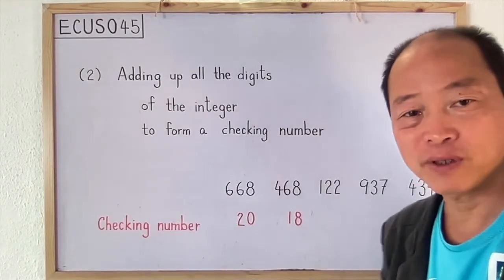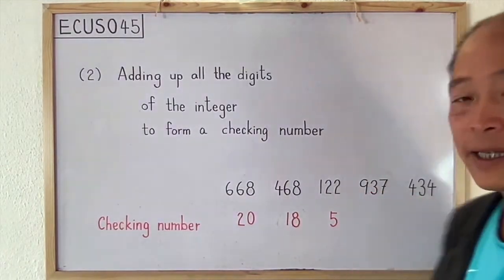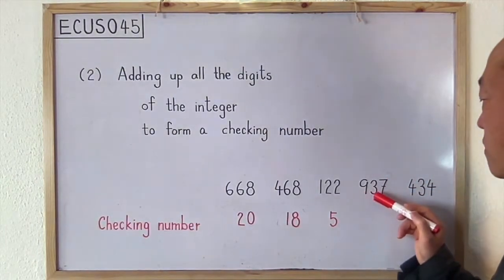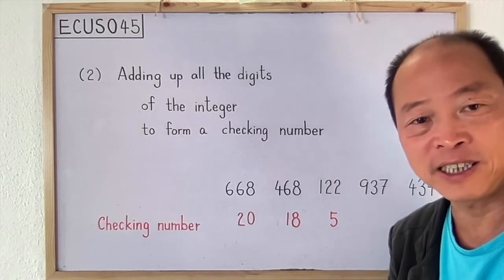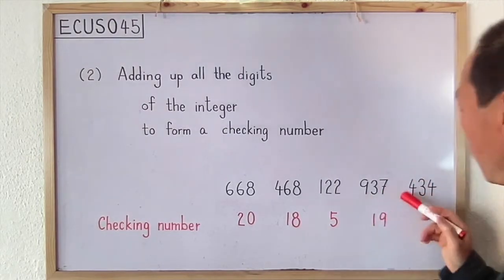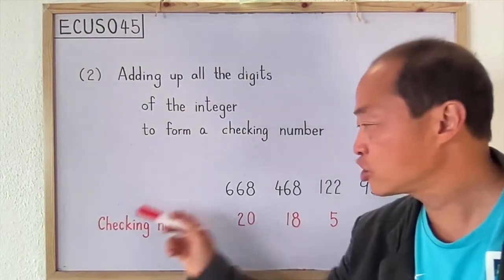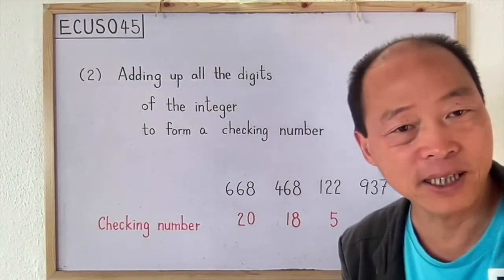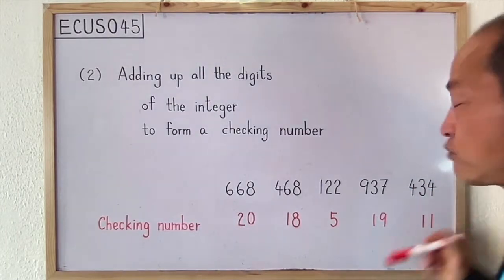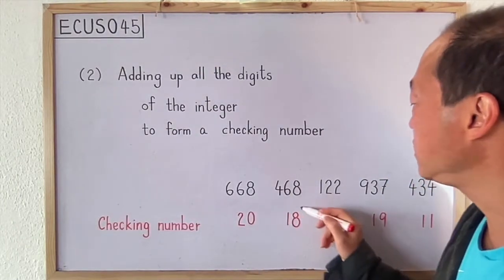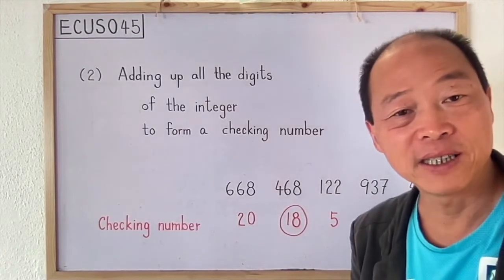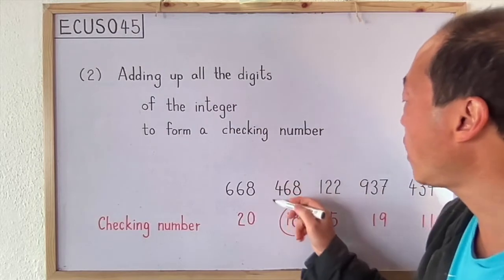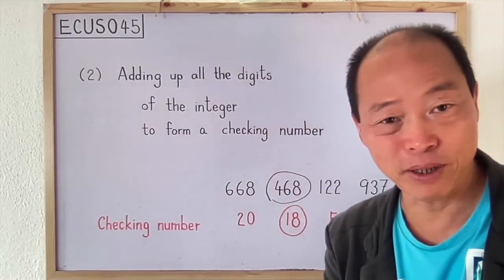It is 5. For the integer 937, the checking number is 9 plus 3 plus 7. It is 19. For the integer 434, the checking number is 4 plus 3 plus 4. It is 11. Of all the 5 checking numbers, only 18 is a multiple of 3. By method 2, we know that 468 is a multiple of 3.